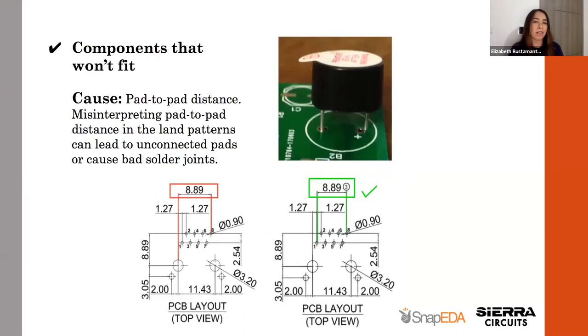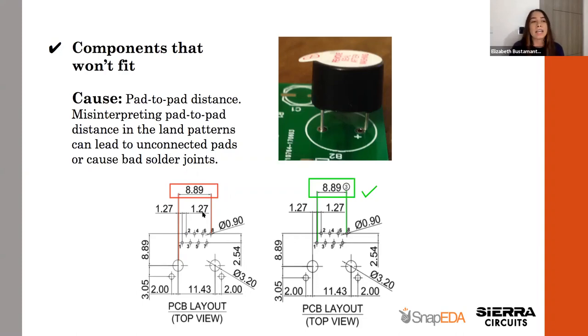Now we have components that won't fit. There can be multiple situations that take you to this problem, but the main one that I wanted to share, because I found this issue in a datasheet, is the pad-to-pad distance. The other causes are just having the wrong footprint or the wrong land pattern. In this case, these are two different versions of the same datasheet component.